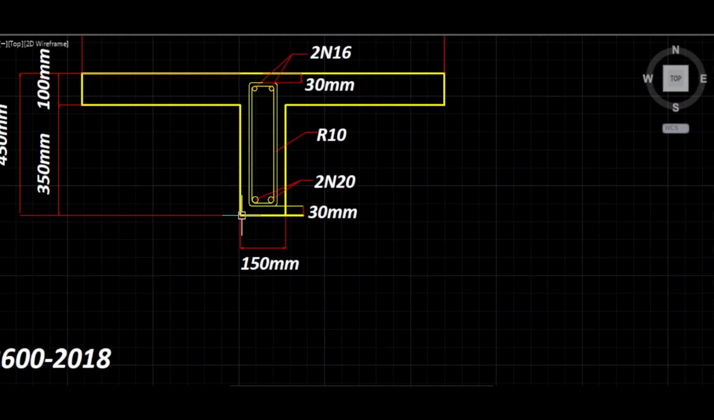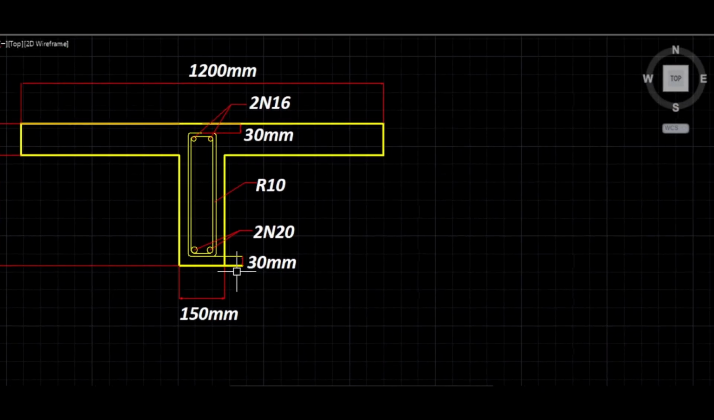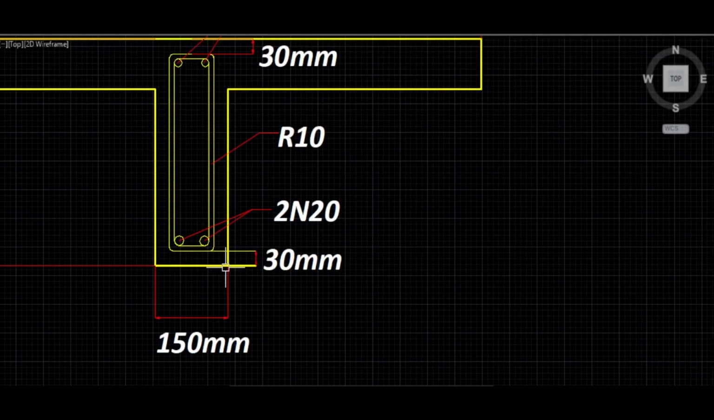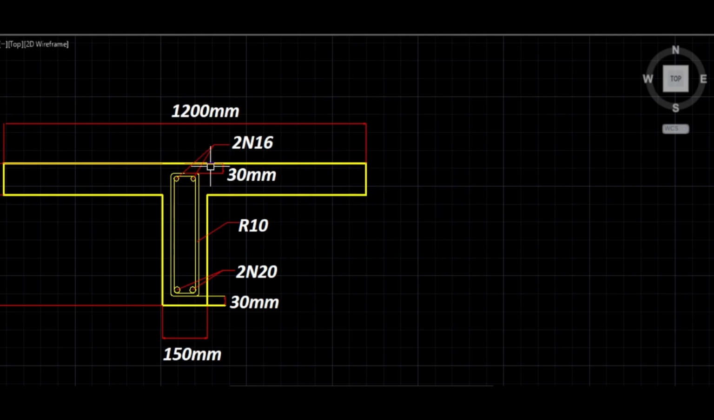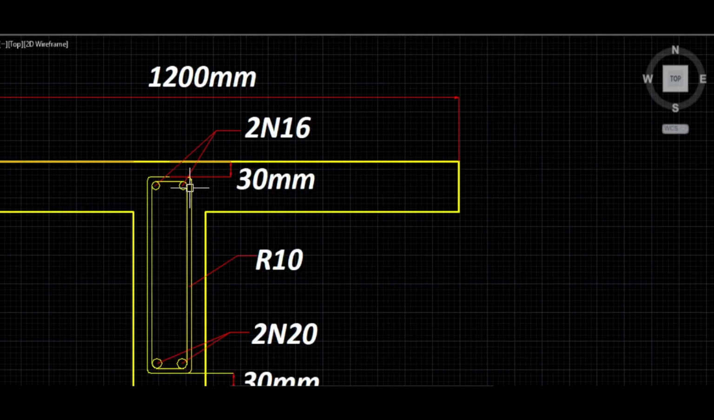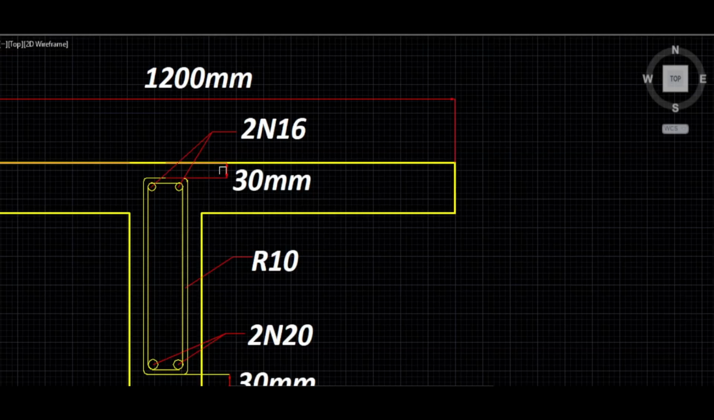So if we come here, the top and bottom cover, 30 millimeters, is from, let's say the bottom cover is from the bottom of the concrete to the underside of the stirrup. And the top cover is from here, the top face of the concrete, to the stirrup level.